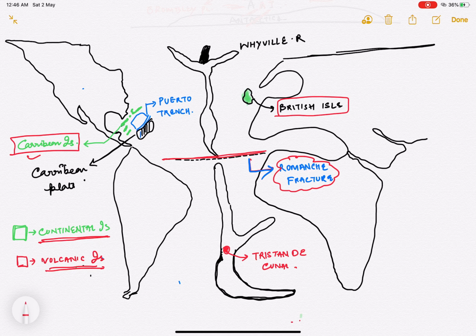And within the continental islands over here, you can see the trench that is formed. This trench is formed due to the Caribbean plate submerging under the North American plate. Remember that this Caribbean plate is a minor plate, being submerged under the North American plate. Caribbean plate is oceanic, North American plate is continental plate. Oceanic plate being heavier sinks under the continental plate.